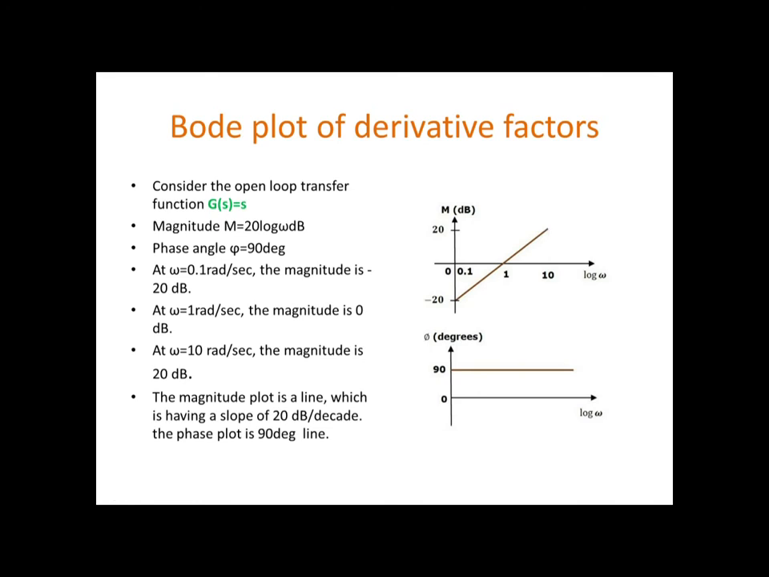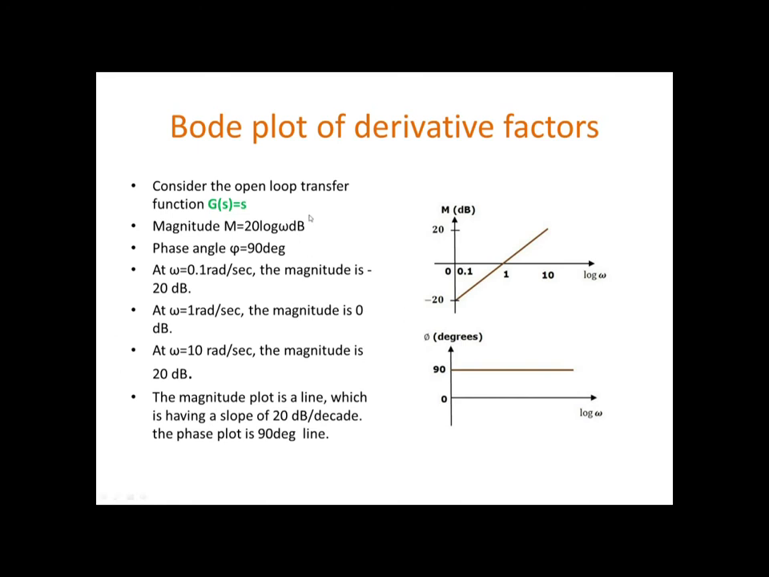Therefore, the plot is a straight line passing through 0 dB at 1 radian per second, and the slope is 20 dB per decade, and the phase plot is a horizontal straight line at 90 degrees. So this one is the Bode plot of the derivative factor, and here I have considered that only one zero is located at the origin. Now it is possible that there are multiple zeros at the origin.